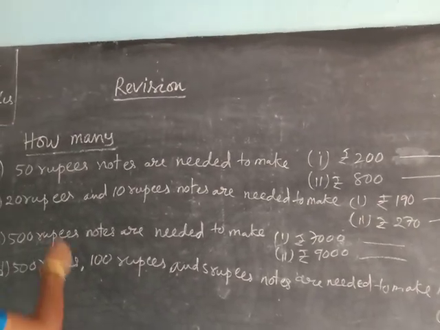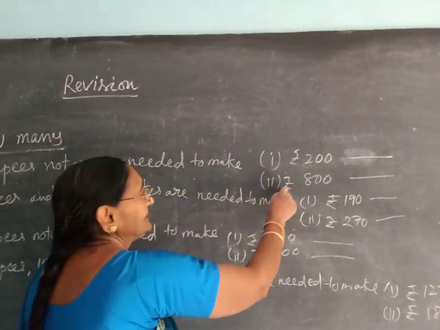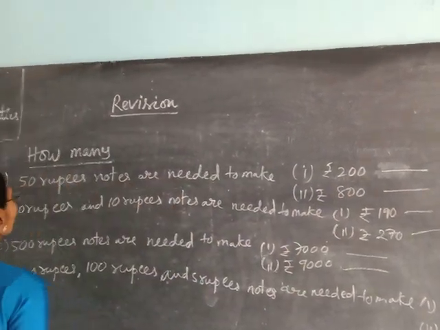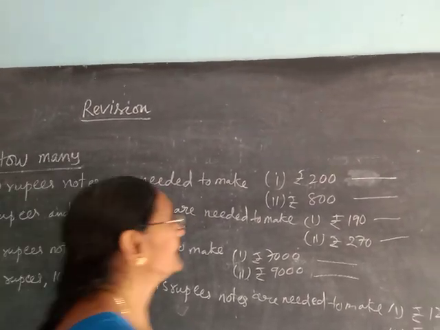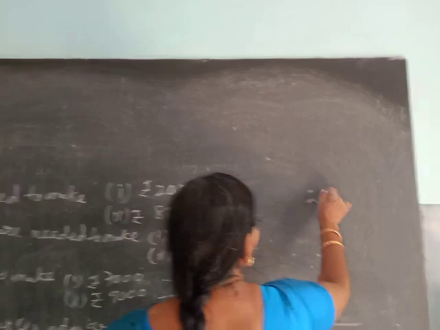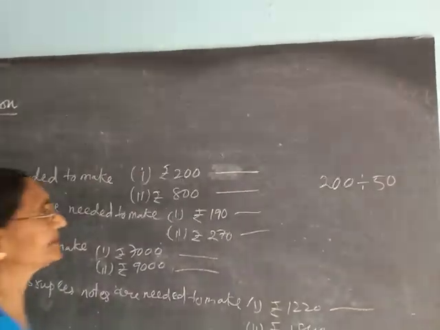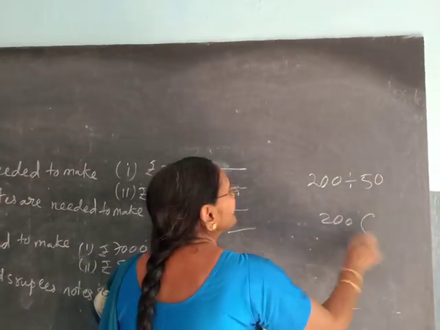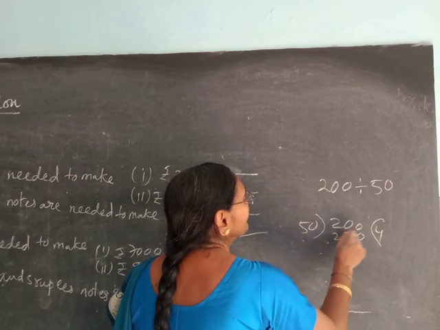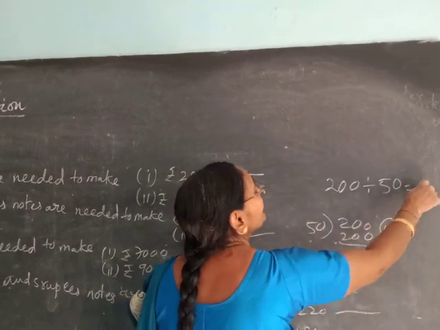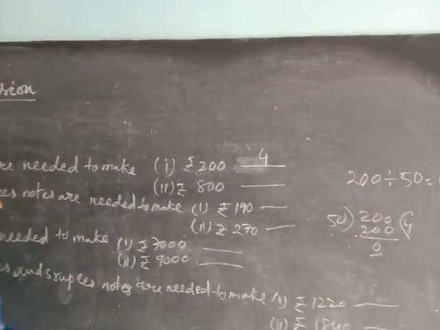Question: how many 50 rupee notes are needed to make 200 rupees, and second is 800 rupees? How will you do it? You have to divide 200 by 50. Then how many notes are needed? 200 divided by 50. How much will come? 50 4s are 200. So 4 notes are needed. You have to write here 4 notes needed.